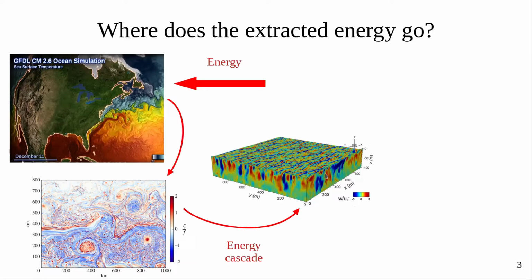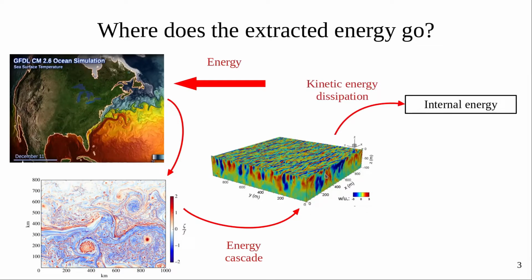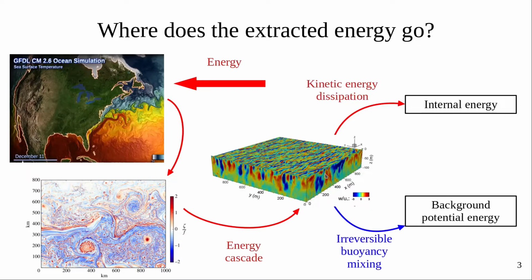And from then on, the energy can do one of two things. It can be dissipated, and then that energy is stored as internal energy of the fluid, or that energy can be used to irreversibly mix buoyancy of the flow, and then the energy is stored as background potential energy. Both these processes are irreversible, meaning once the energy leaves the system through these processes, it cannot come back. And I'm calling both these rates here epsilon k and epsilon p.